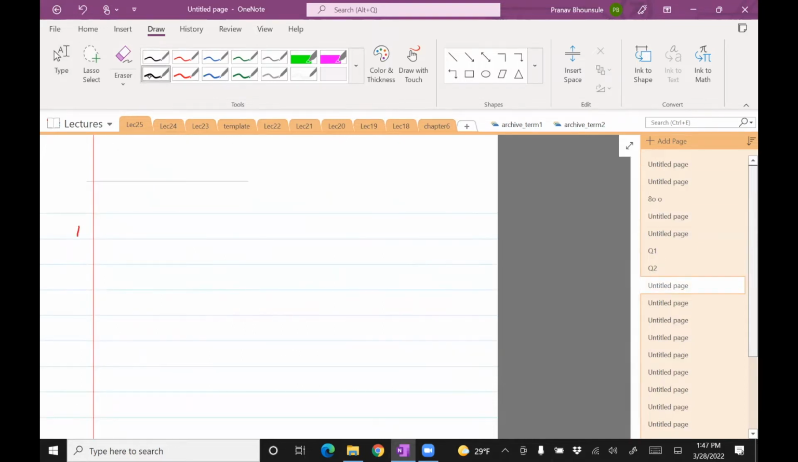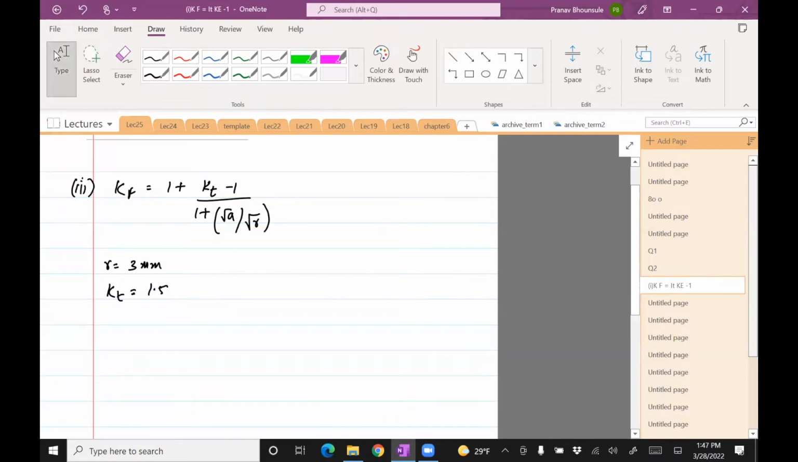So number 2, use Kf equals 1 plus (Kt minus 1) over (1 plus square root A divided by square root R). Okay, so r is 3 mm. You know that. Kt we already computed, it's 1.5. It's the same process. Go to the stress concentration table.